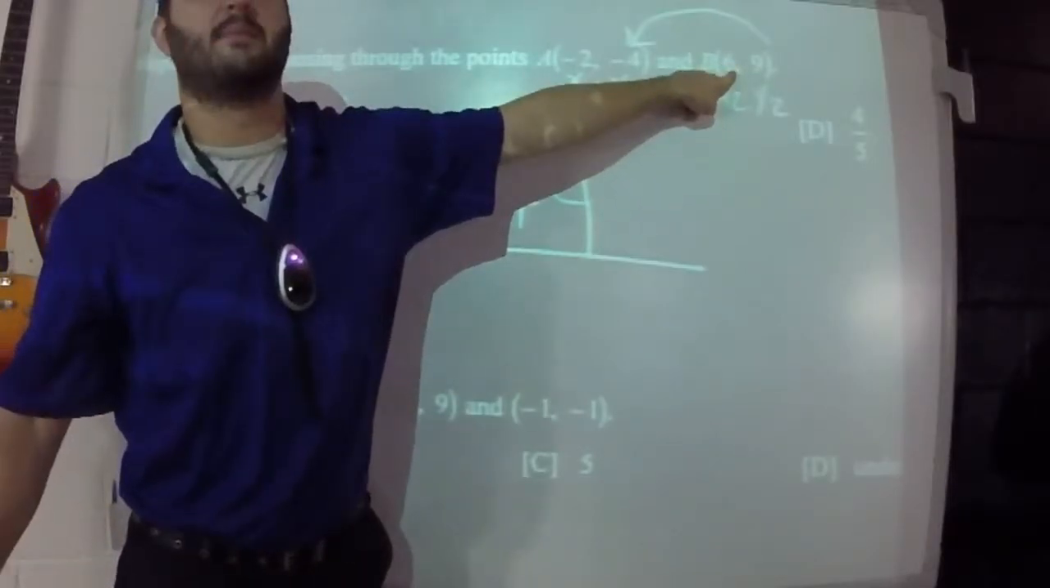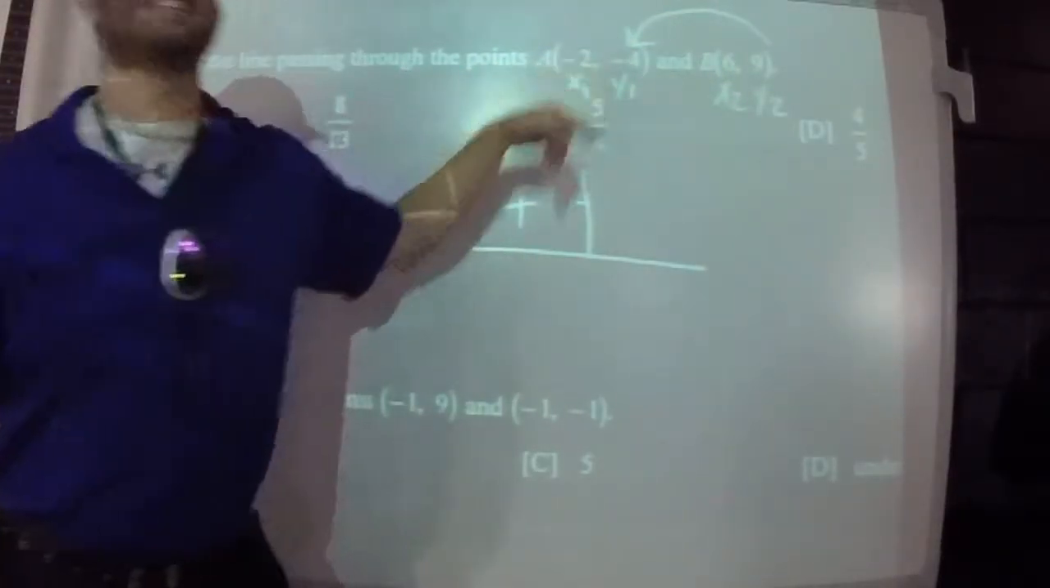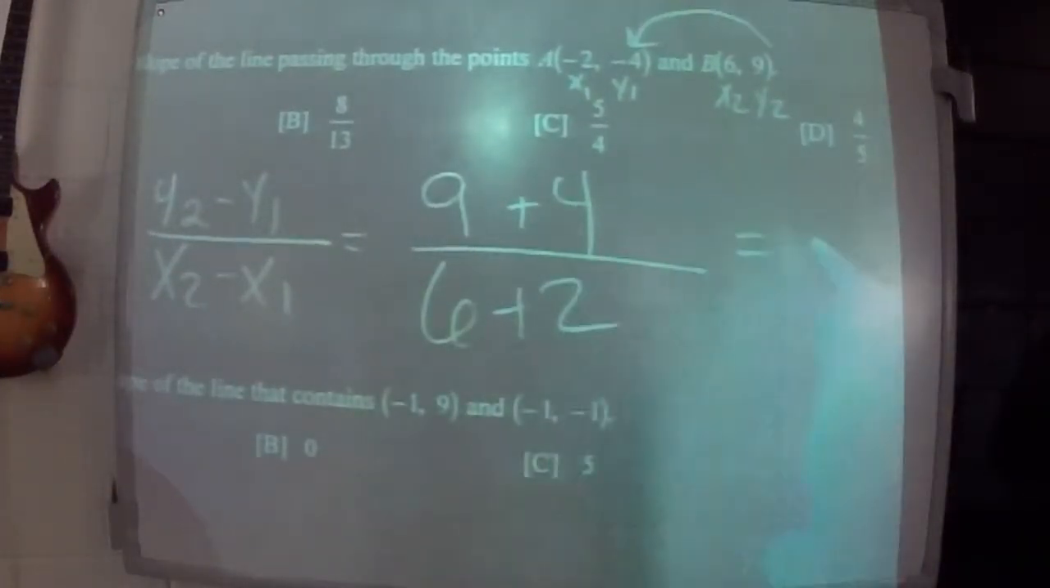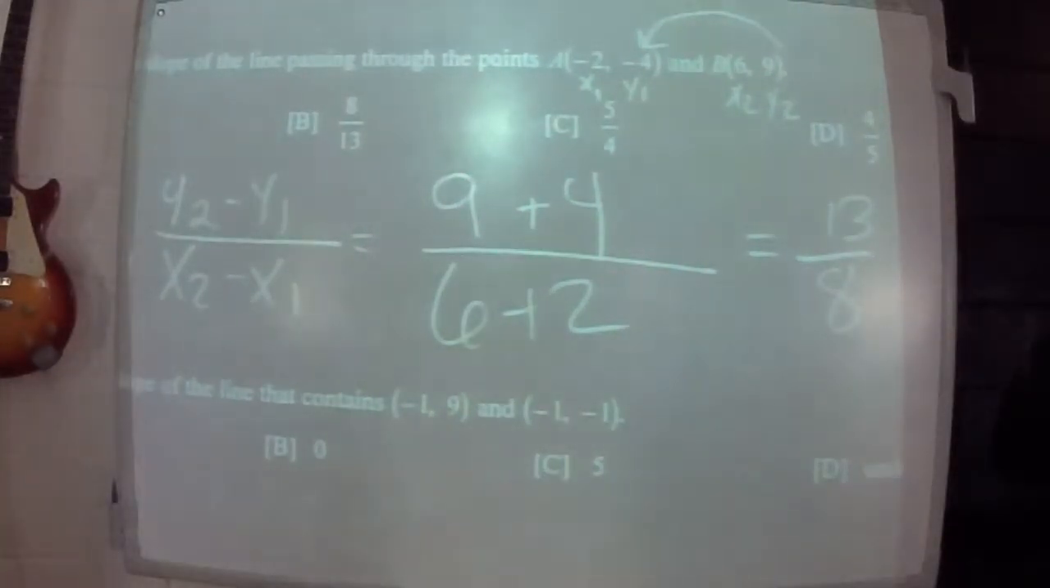What about on bottom? 6 minus -2, so it's 6 plus 2. And 9 plus 4 is 13 over 6 plus 2 is 8. And 13 over 8.